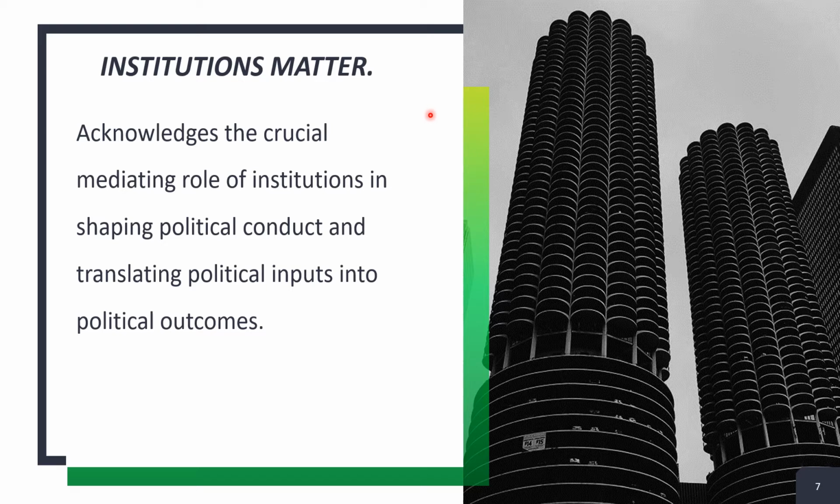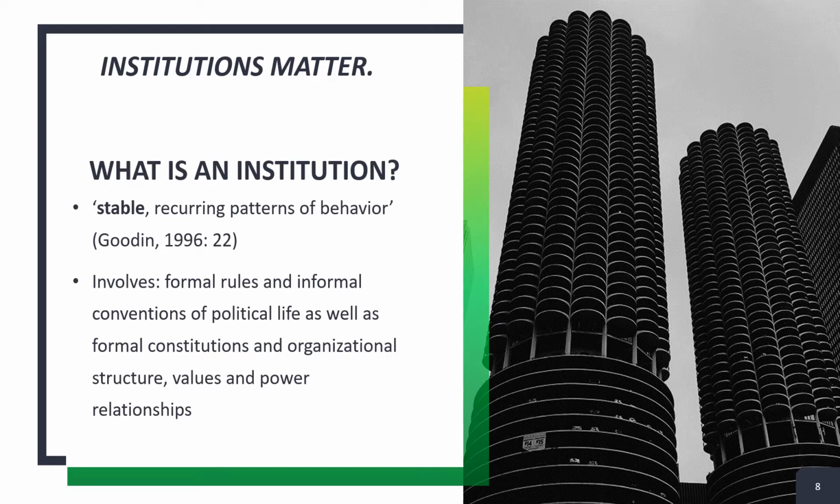So, what are institutions anyway? So institutions, according to new institutionalists, are stable, recurring patterns of behavior. It involves formal rules and informal conventions of political life, as well as formal constitutions and organizational structure, values, and power relationships. At first glance, you can see that this is somehow far from how we use the term institution to refer to educational, governmental, and financial institutions, for example. Institution is an abstract concept referring to patterns of behavior and rules as well as norms.